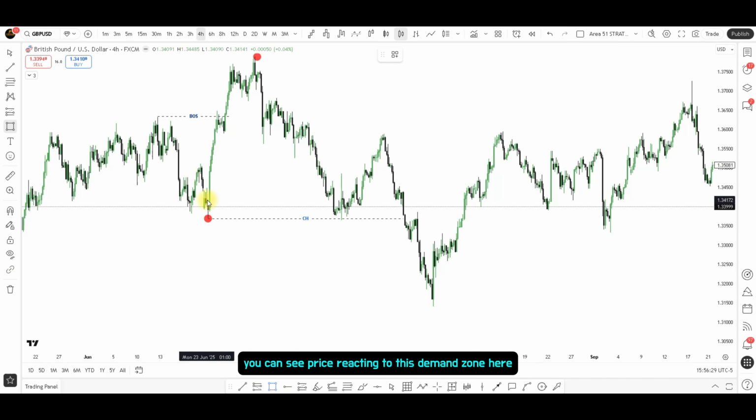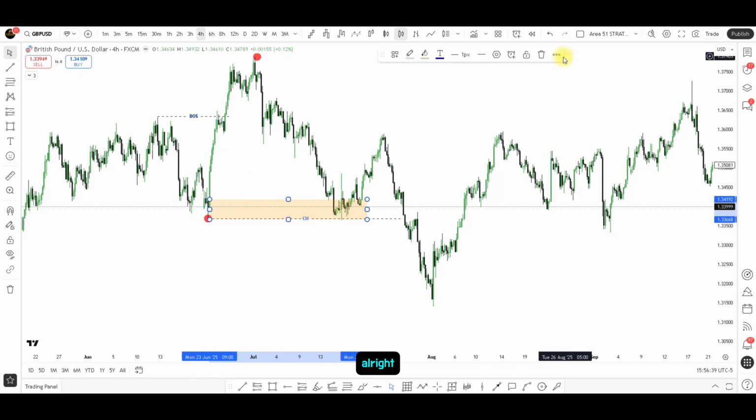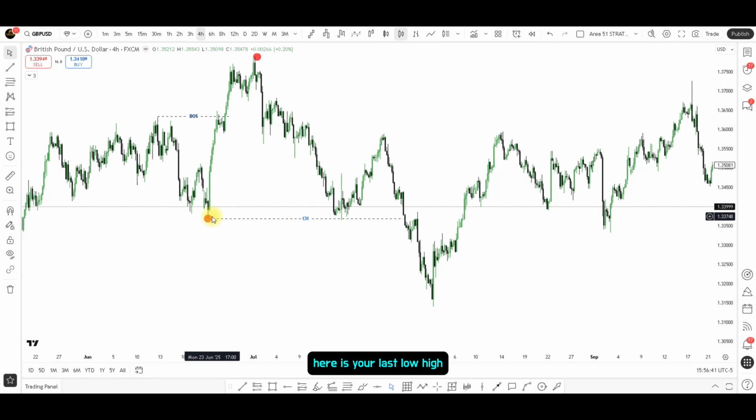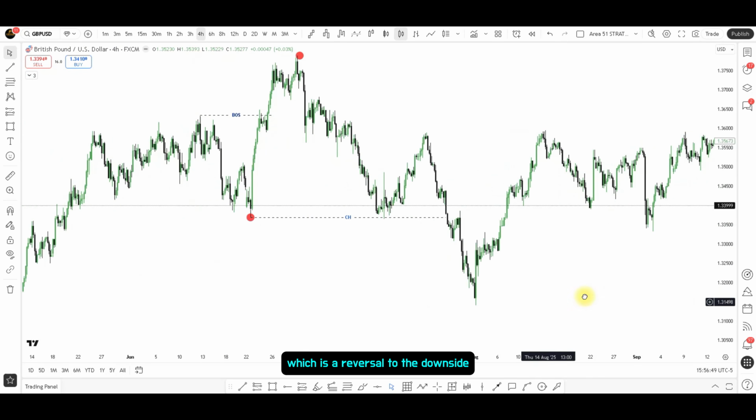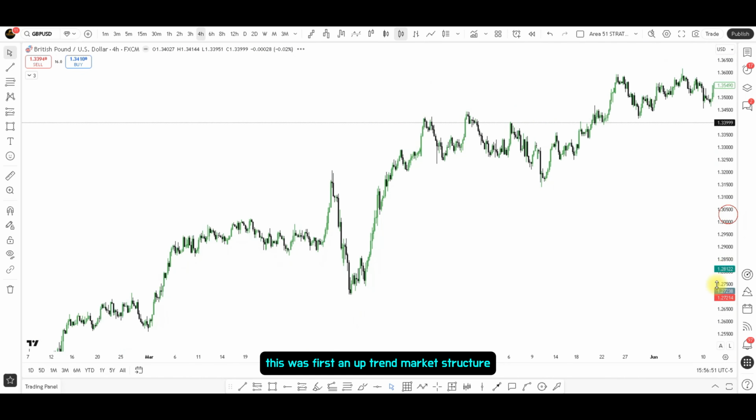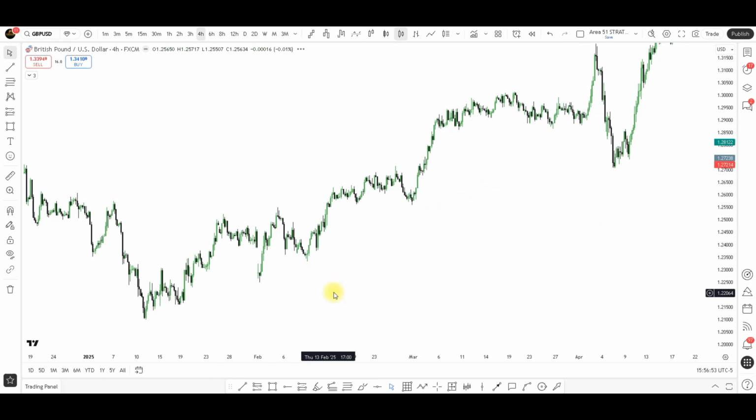You can see price reacting to this demand zone here, and then price didn't move that much. It came back to reverse and create a change of character. All right, here is your last lower high, higher low, led to the higher high. Eventually price created a change of character, which is a reversal to the downside. This was first an uptrend market structure.